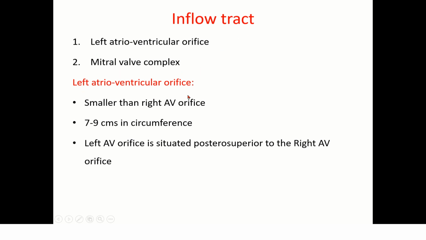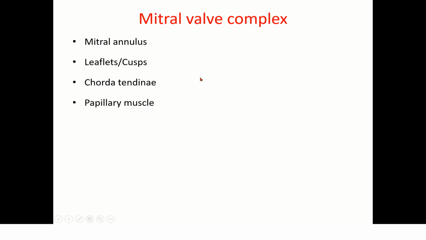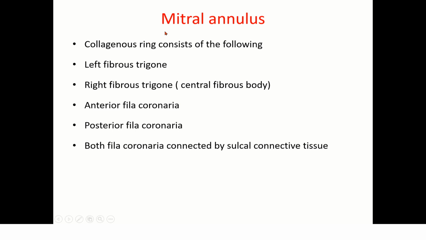Left atrioventricular orifice is smaller than the right atrioventricular orifice, 7 to 9 centimeters is the circumference, and the left atrioventricular orifice is situated posterior and superior to the right atrioventricular orifice. Mitral valve complex is having the mitral annulus, leaflets or cusps of the mitral valve, and then chordae tendineae and papillary muscle. So mitral annulus is a collagenous ring consisting of the following.